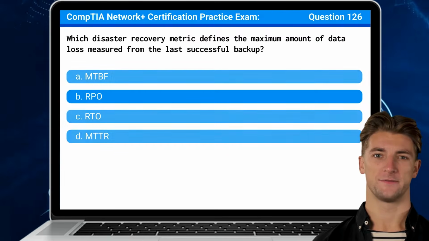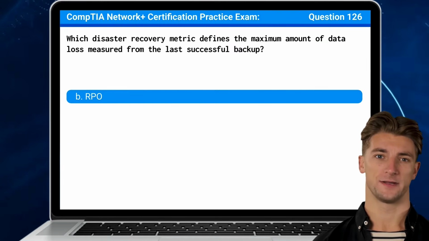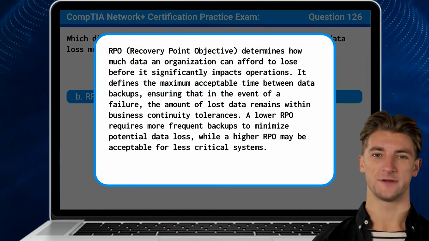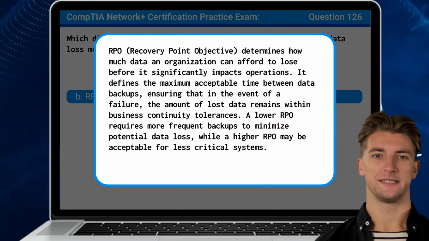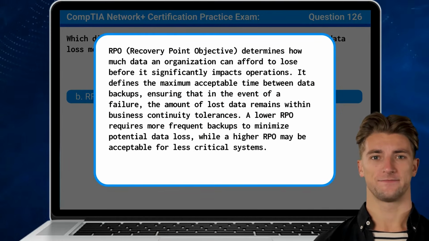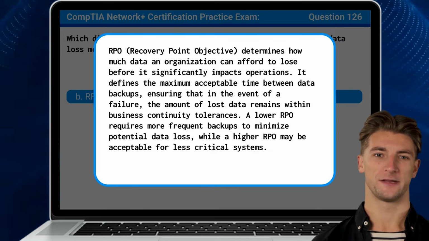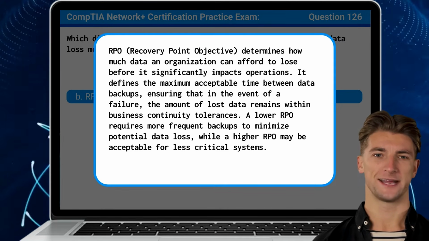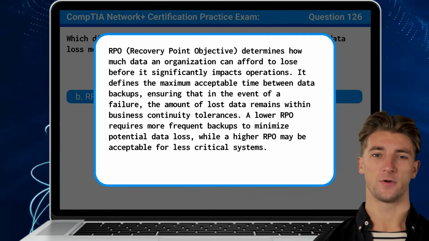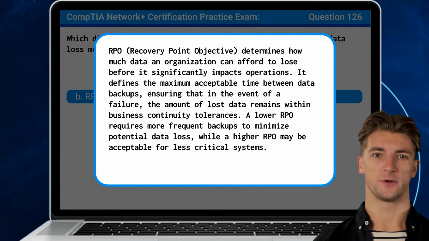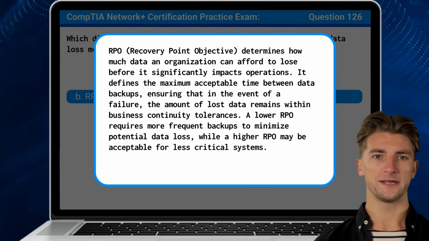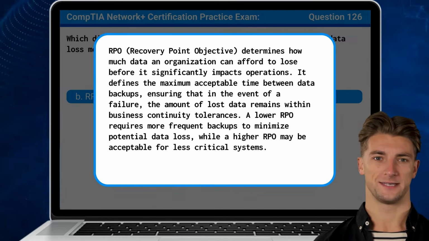The answer is B. RPO. RPO, or Recovery Point Objective, determines how much data an organization can afford to lose before it significantly impacts operations. It defines the maximum acceptable time between data backups, ensuring that in the event of a failure, the amount of lost data remains within business continuity tolerances. A lower RPO requires more frequent backups to minimize potential data loss, while a higher RPO may be acceptable for less critical systems.